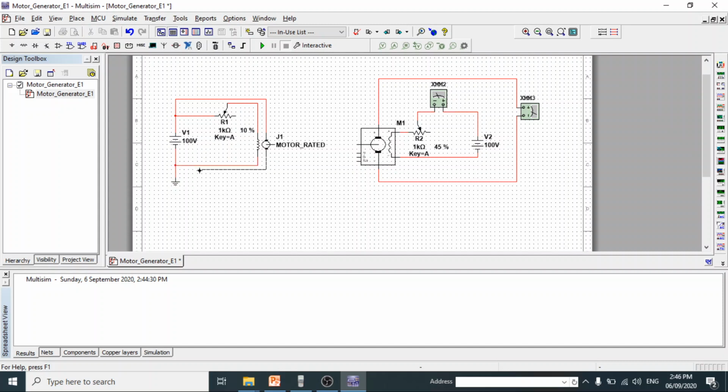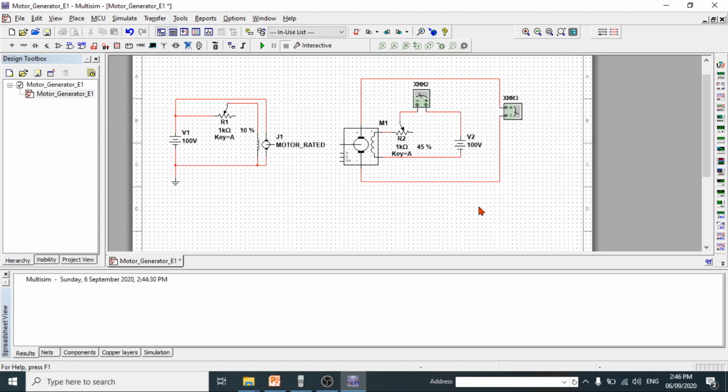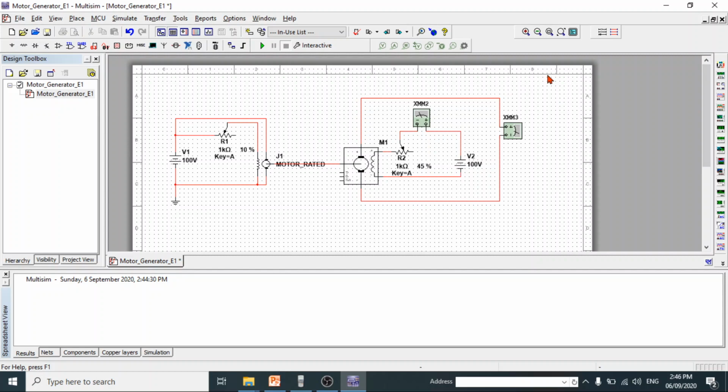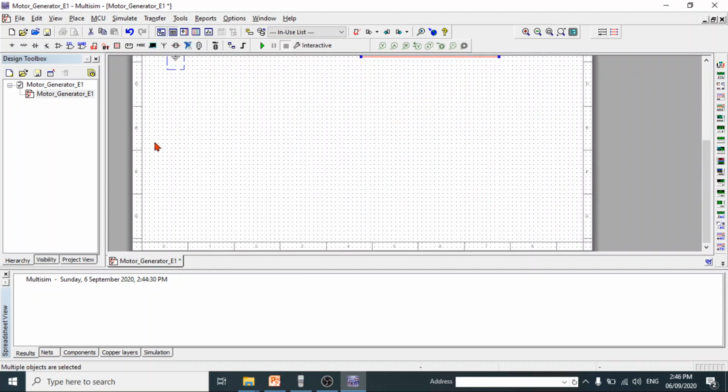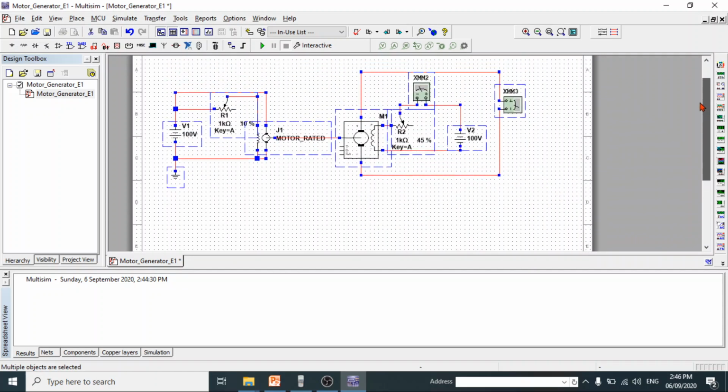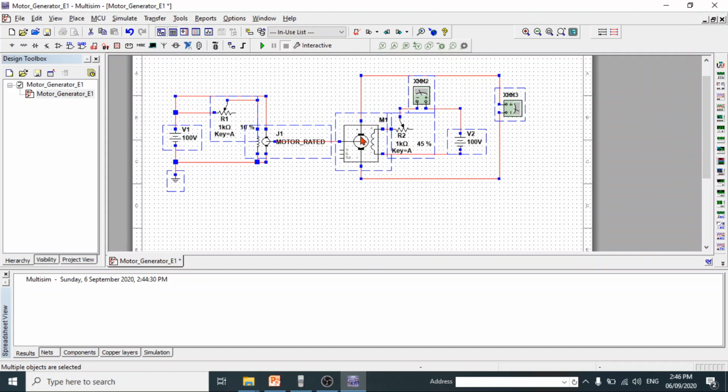So for the generator, you need to connect the shaft of the prime mover to the shaft of the generator. Again, if you have already saved the circuit from the previous activity, you don't need to redo the same circuit. All you need to do is to open it.